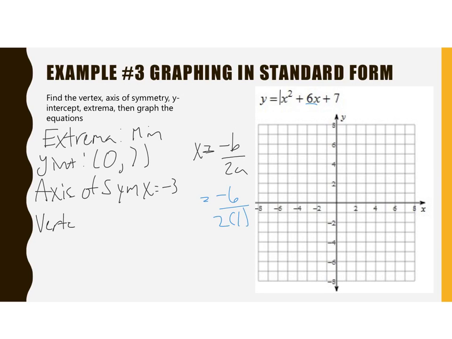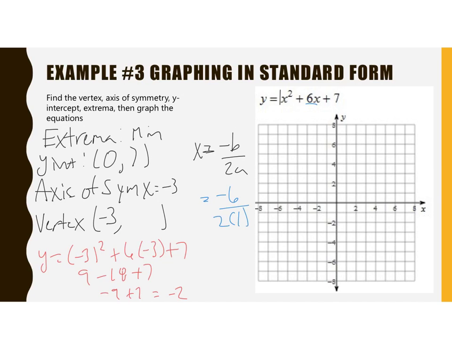Vertex. We already have half of it. To find the y value, you need to plug in. So y equals negative 3 squared plus 6 times negative 3 plus 7. Negative 3 squared is going to be positive 9. Negative 18 plus 7. So 9 minus 18 gives me a negative 9 plus 7, giving me negative 2.